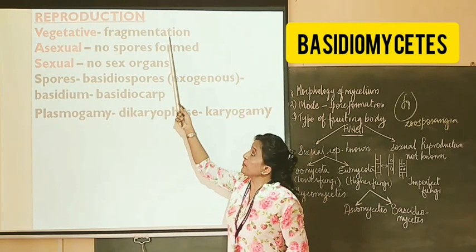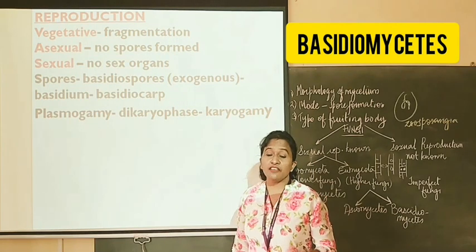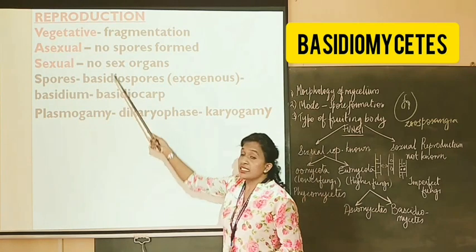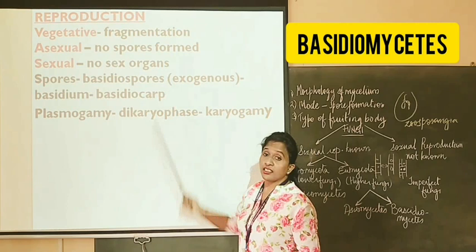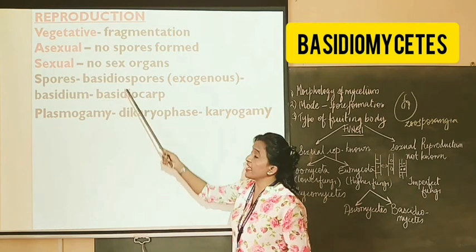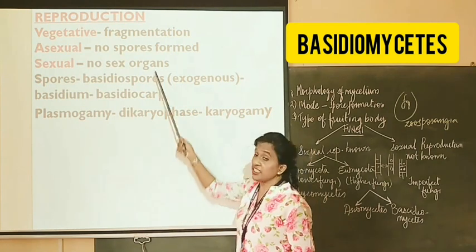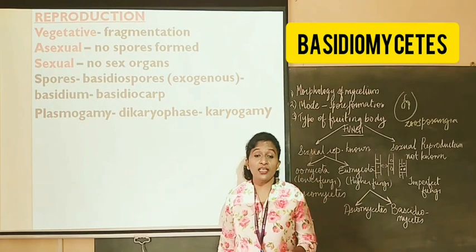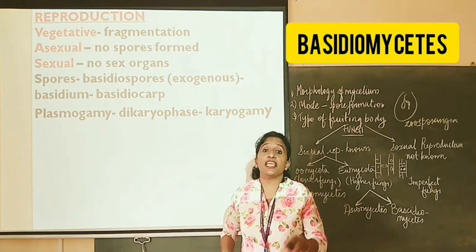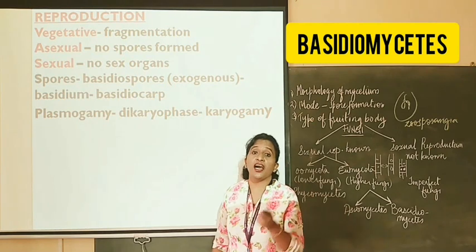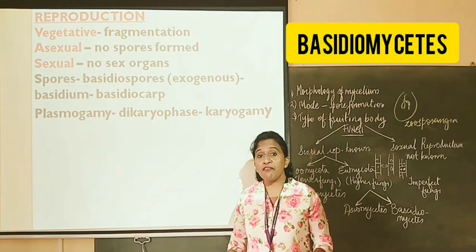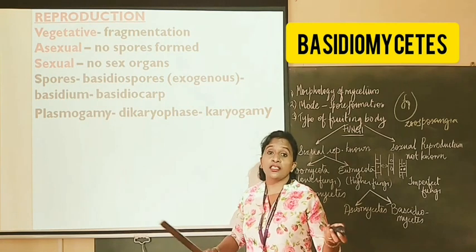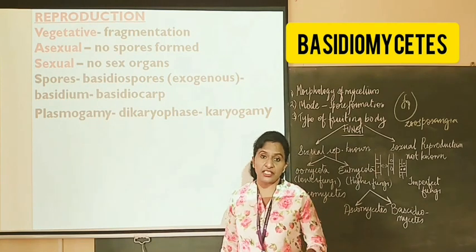In vegetative reproduction, it occurs through fragmentation. We already know by now what we mean by fragmentation. The sexual spores formed here are called basidiospores. And here there are no sex organs found either. That means there cannot be any gametangia such as antheridia or oogonia. So there cannot be any fusion or contact between two gametangia.